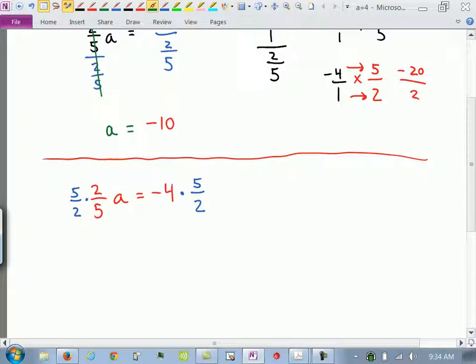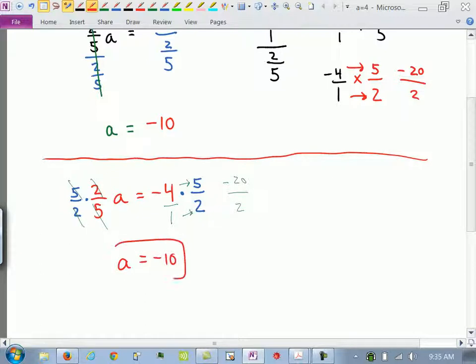If you do it this way, then look what happens on the left. If you multiply straight across, what's 5 times 2? 10, and what's 2 times 5 on the bottom? 10. 10 over 10 is 1. Or you could say the 5's cancel and the 2's cancel, and that all just gives you a 1. Now, on the right side, we still have to multiply negative 4 times 5 halves. But again, you can write that negative 4 as what? Negative 4 over 1, and then multiply straight across again. So negative 4 times 5 is negative 20. 1 times 2 gives you 2. So negative 20 over 2 gave us negative 10 again. Do y'all follow that?